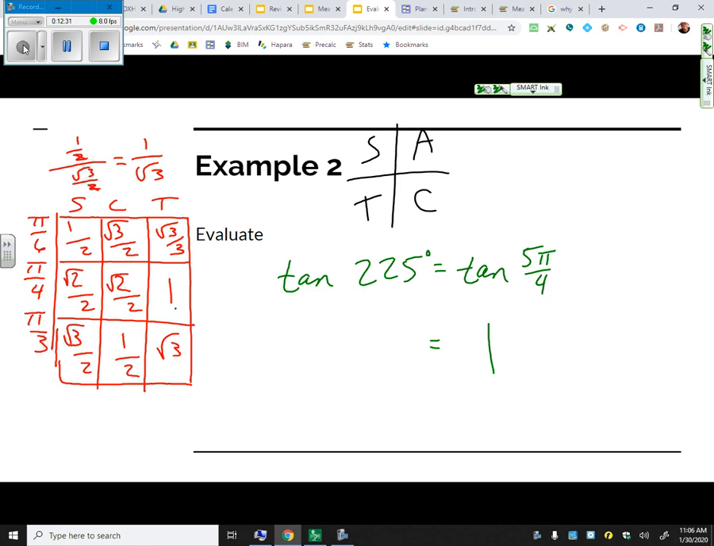Step 3, I need to affix it with the appropriate sign. What quadrant is 5 pi over 4 in? It's in the T, the take quadrant. What's positive there? Well, tangent is. So I do want a positive 1 on that answer.